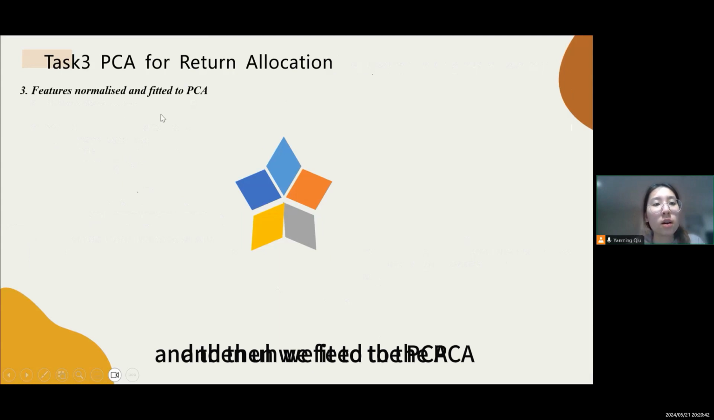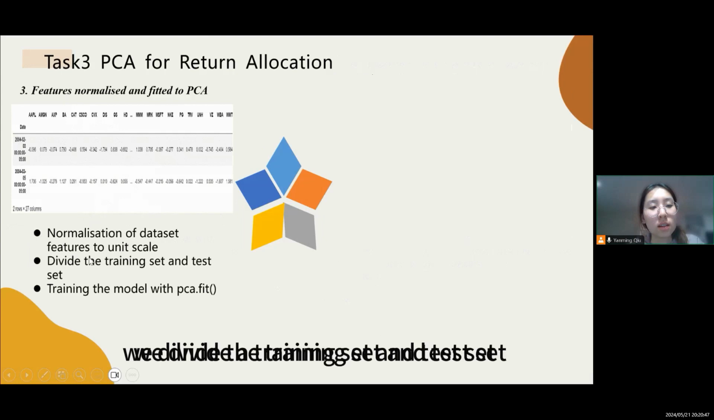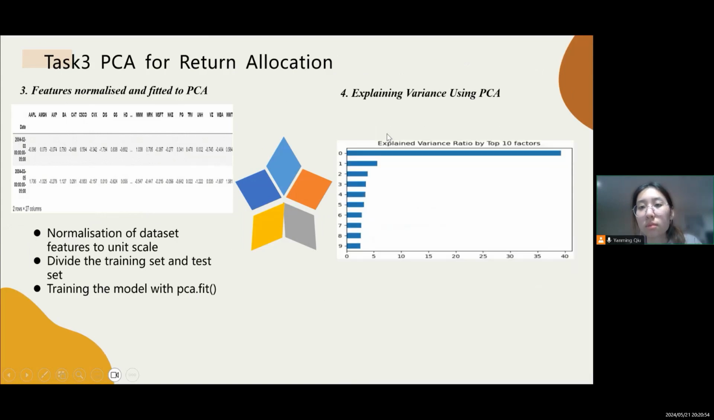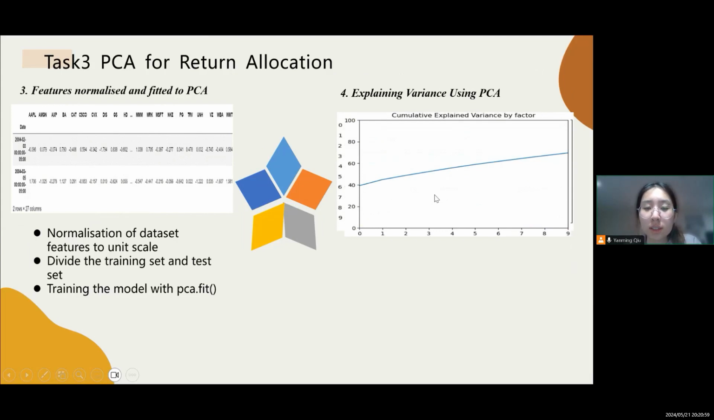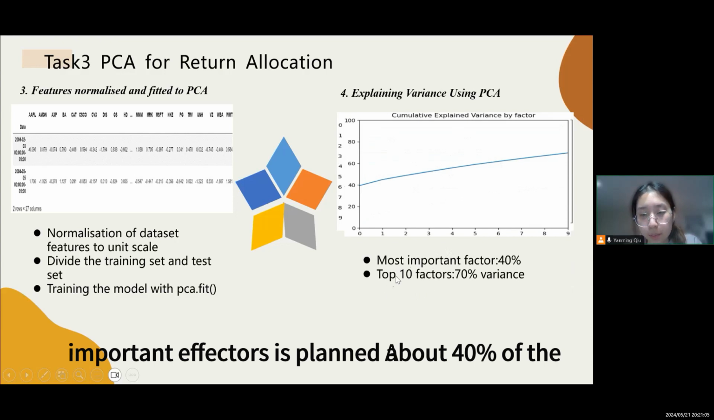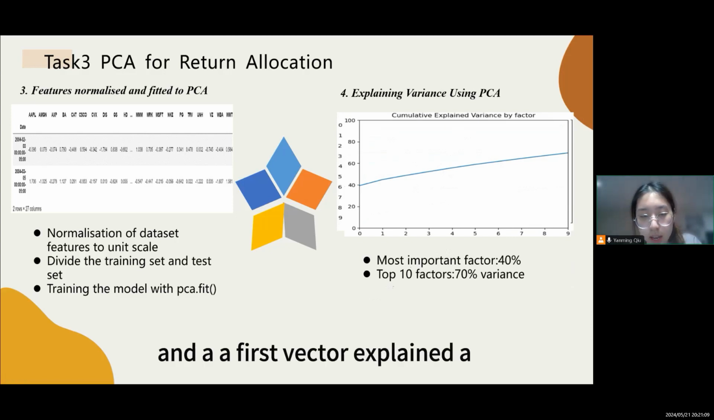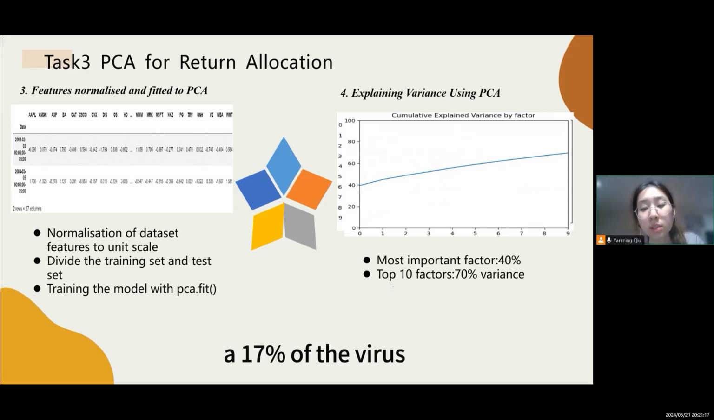And then we fit the PCA. You can see we divide the training set and test set, and then train the model with PCA fit. And you can see this picture. We can see the most important factor explains about 40% of the variation in daily returns, and the first 10 factors explain about 17% of the variance.